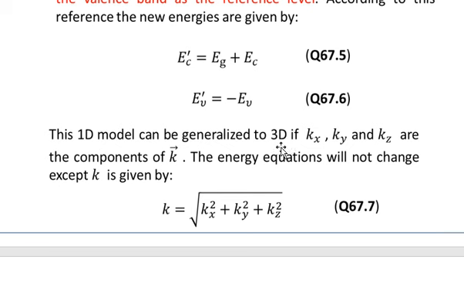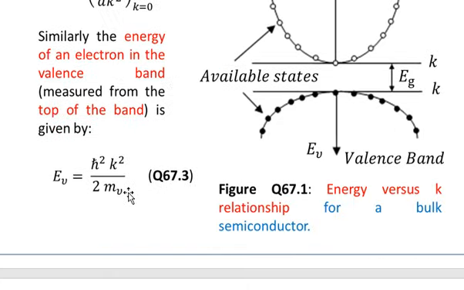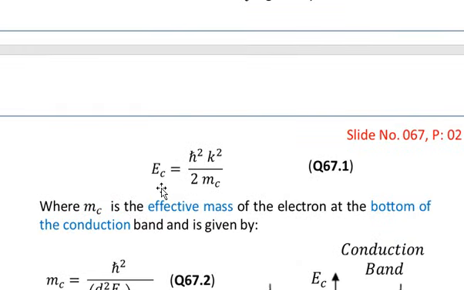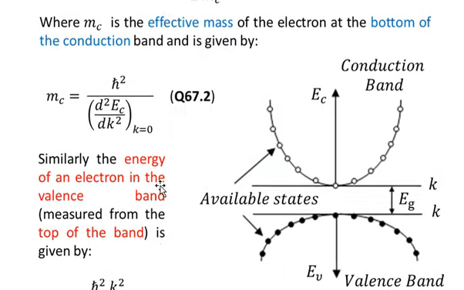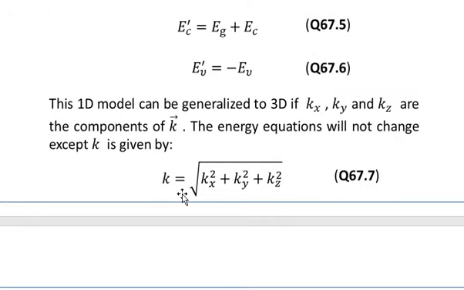This 1D model can be generalized to 3D if kx, ky and kz are the components of k. The energy equation will not change except k is given by the following. So these energy equations, that is equation number 3, the Ev energy relationship, and the energy relationship given in equation number 1, the Ec energy relationship, will remain the same, except that k will be changed according to equation number 7, that is k is equal to the square root of kx square plus ky square plus kz square, if we are talking about the energy in 3D.